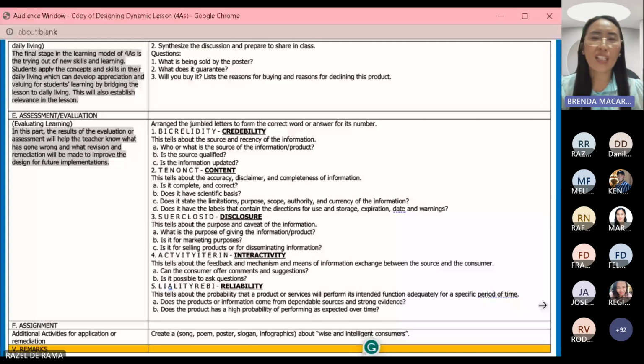Bakit magkakaiba? Kasi nga, di ba, yung diversity of learners, it depends upon you, of course. So, it depends upon the learners. So they can choose a song, a poem, poster, slogan, infographics about wise and intelligent consumers. So they can create a song about how to be a wise and intelligent consumer, and then they can share it in class, no? Yan yung assignment.